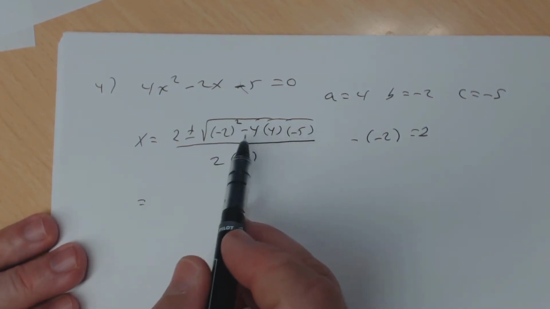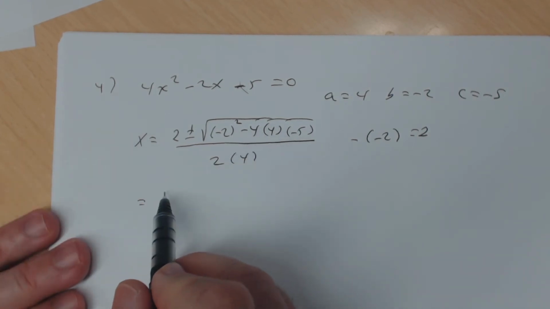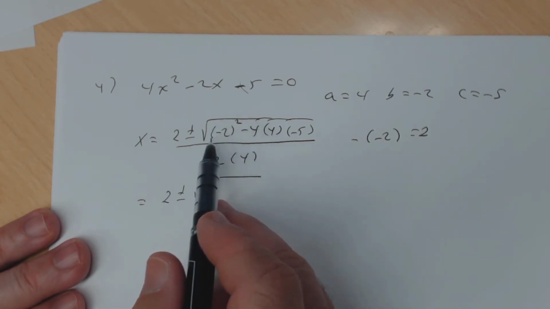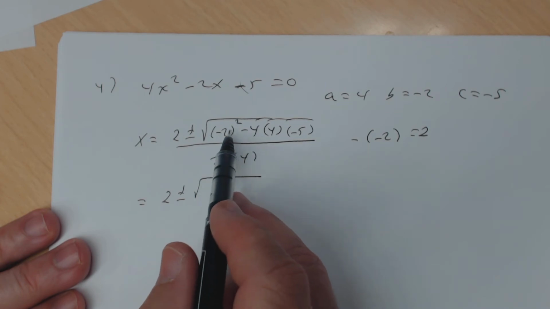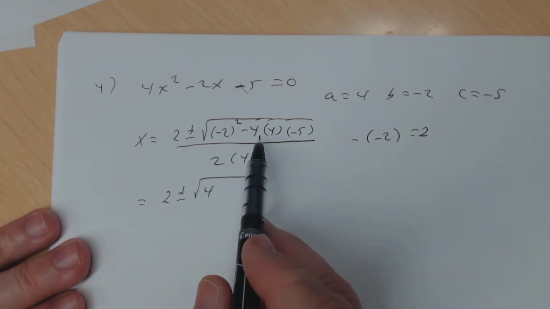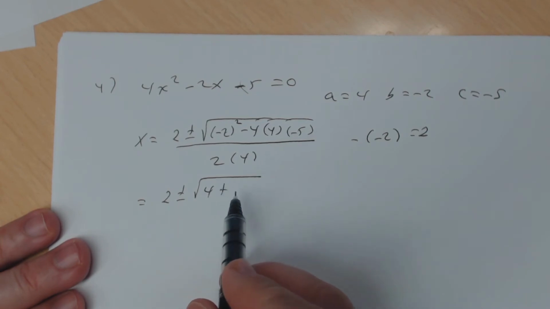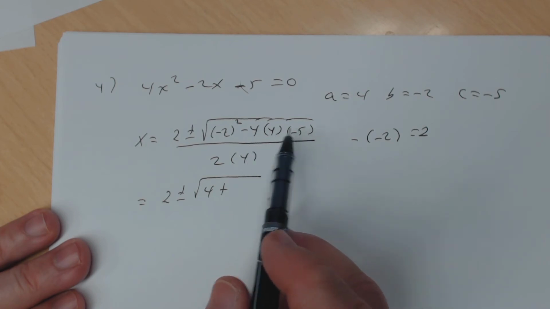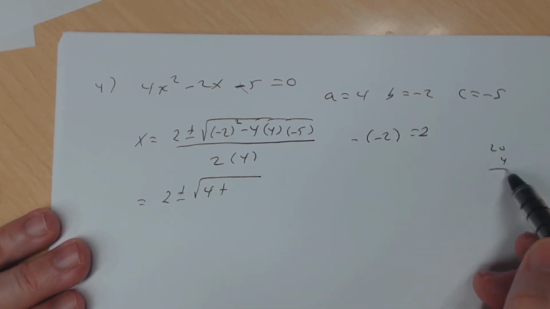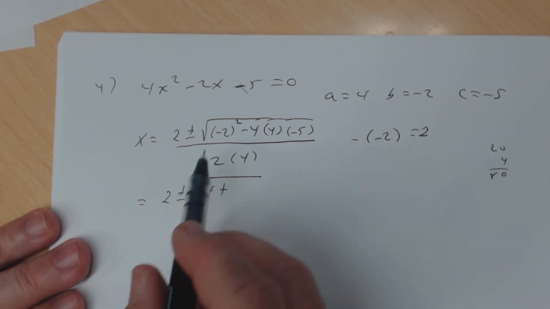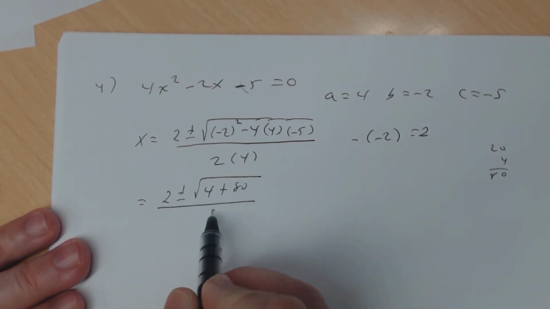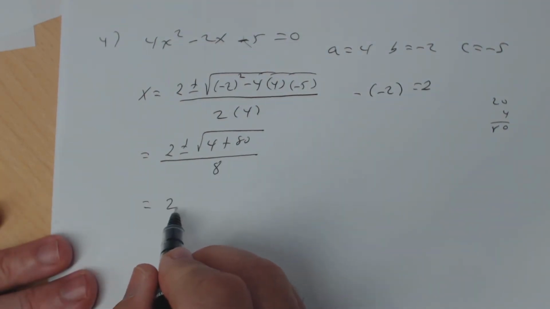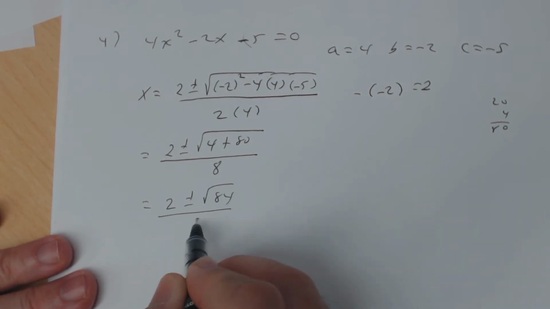Then simplifying the radicand, the discriminant, I get 2 plus or minus the square root of negative 2 squared, which is 4. Remember, b squared is always going to be positive or 0. So in this case, it's a positive 4. A negative times a positive times a negative is a positive. So this will be 4 plus some number. 4 times 5 is 20, and then 20 times 4 is 80. So this can be plus 80 right here, all over 8. 4 plus 80 is 84. So I get 2 plus or minus the square root of 84 over 8.